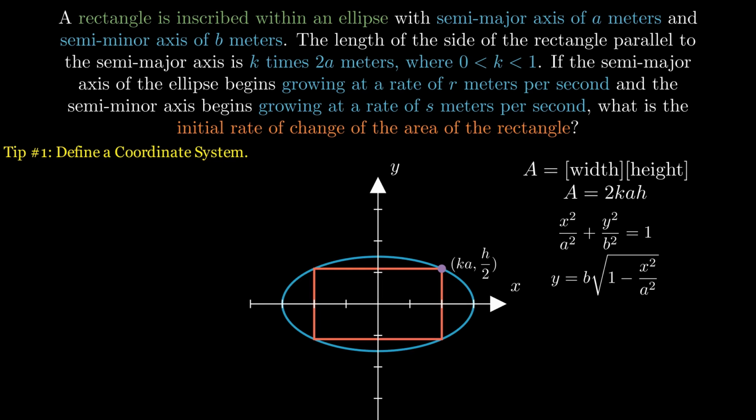Evaluating y at x equals ka, we find that h over 2 equals b times the square root of 1 minus k squared after a quick simplification. Solving for h by doubling both sides of the equation, we get this resulting expression. This expression can then be substituted back into our area expression to get an expression for the area of the rectangle only in terms of quantities that were given in the problem. This is precisely what we need to solve the problem.